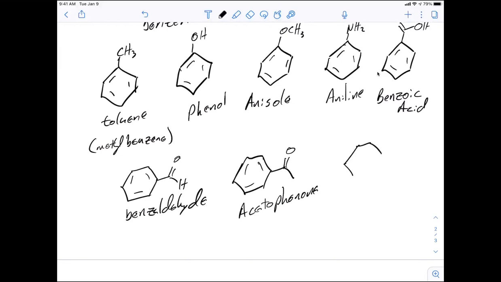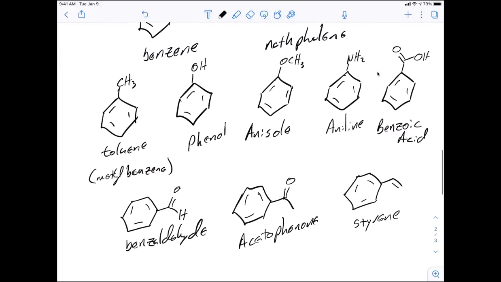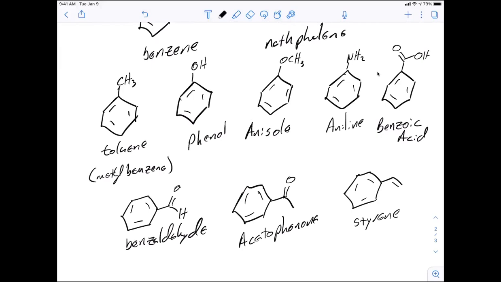And the last one that we'll cover in this section is styrene. And if you polymerize styrene, you get polystyrene. Okay, so you need to know these common names because they're also accepted parent names. So toluene, phenol, anisole, aniline, benzoic acid, benzaldehyde, acetophenone, and styrene.